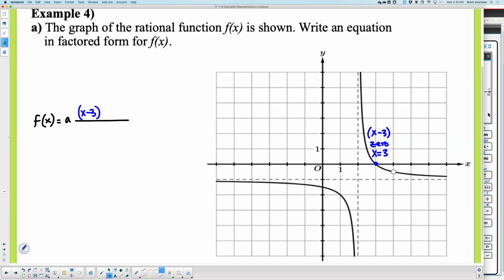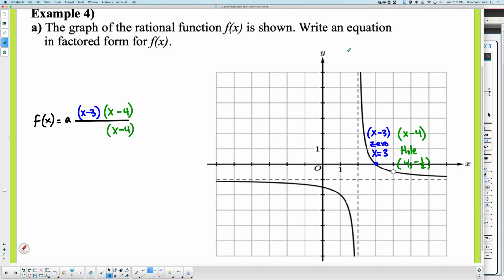Okay, what other key feature do you see in this problem? A hole. Where's the hole located? Four comma negative 1/2. That is a hole. What factor would that hole come from? X minus 4. Where do I place x minus 4 if it's a hole? Top and bottom? Okay, we need both of that. What other key features do you see?